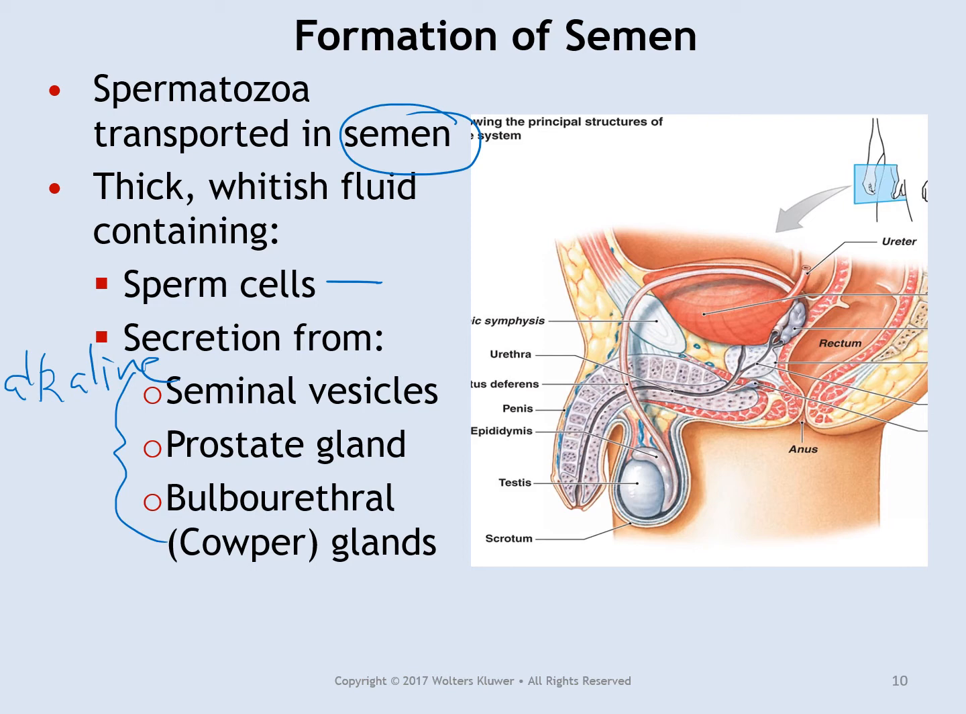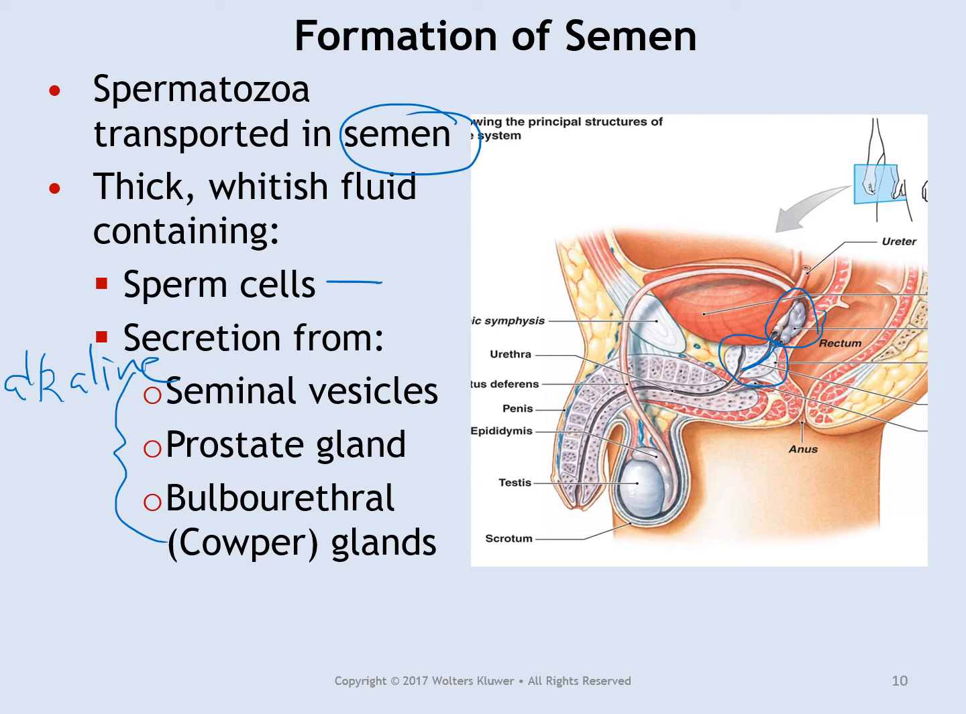So the seminal vesicles are back here. There's 1 on each side of the bladder, 2 little bitty guys. They are right on top of the prostate, which is this right here. And the prostate is where the ejaculatory duct, which is this little tube right here, joins to the urethra. So this is where sperm cells will actually get into the urethra. The prostate gland also makes a very alkaline fluid that will help neutralize the urethra.